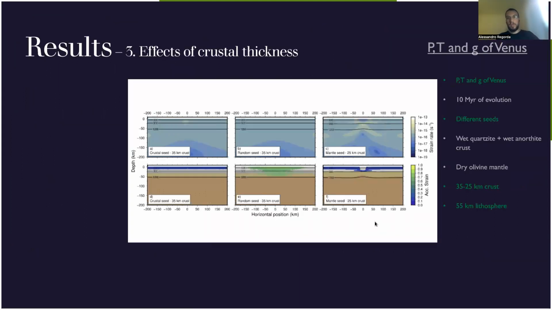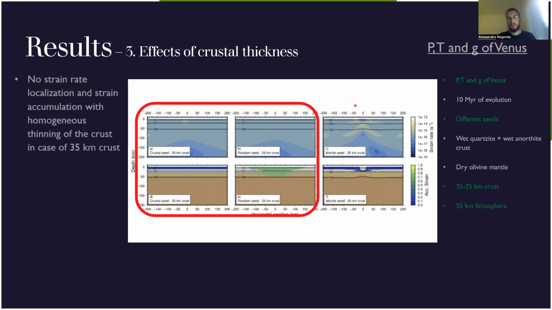So from now on, all the models will be with the conditions of Venus in terms of pressure, temperature, and gravity. These are the models with a weak crust, so wet quartzite and wet anorthite crust, with 3 different seeds: this first column for the crustal seed, this for the random seed, and this with the mantle seed, and with 2 different crustal thicknesses, 35 kilometers and 25 kilometers in the last column. All of these models have a lithosphere of 55 kilometers.